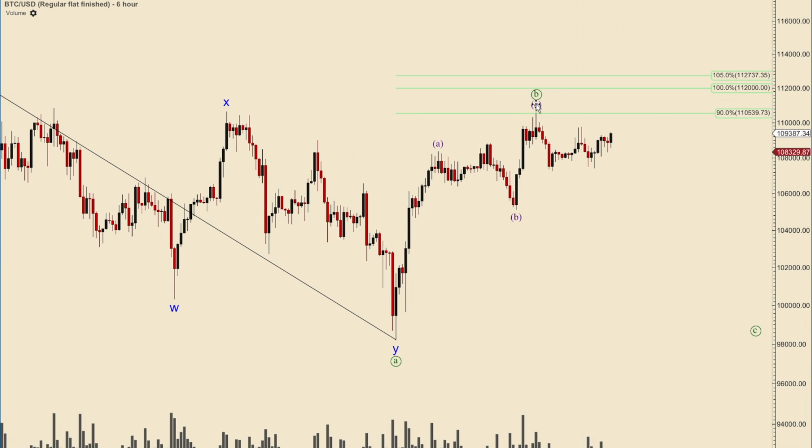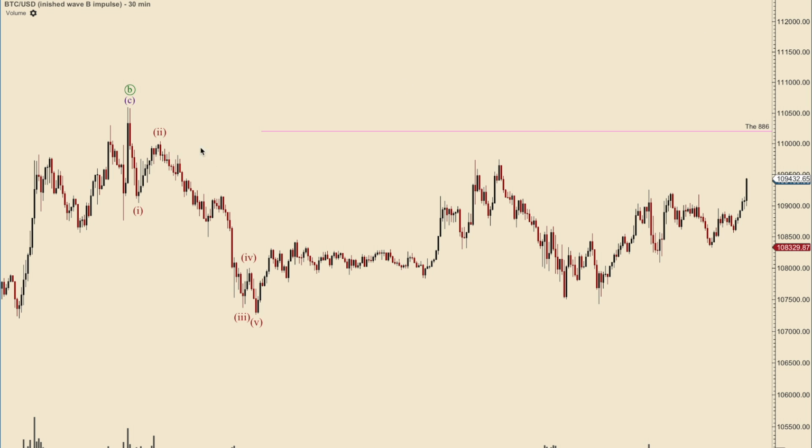And also, if wave B is finished here, then we need an impulse down to start wave C. And it's very difficult to count this part as an impulse. I can show you here that if we count this as an impulse down, 1, 2, 3, 4, 5, you can see the proportions here between 3 and 4, and compare that to 1 and 2. You see that it looks a bit off. And also, wave 3 isn't really a textbook wave 3. I mean, it's not common that it is textbook, but this doesn't look right.